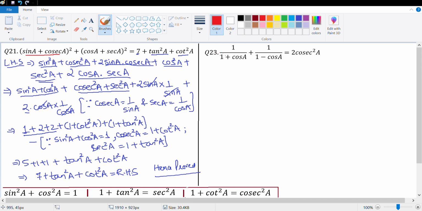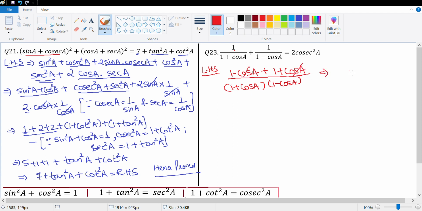Again, question number 23, left hand side looks slightly more complicated. So let's look at the left hand side first. Let me try and take the LCM. The LCM of this will be 1 plus cos A multiplied with 1 minus cos A, right? And this will be multiplied with 1 minus cos A, and the second term will be multiplied with 1 plus cos A. So cos A and cos A get cancelled.